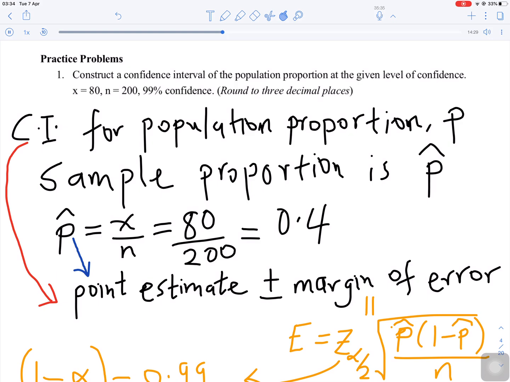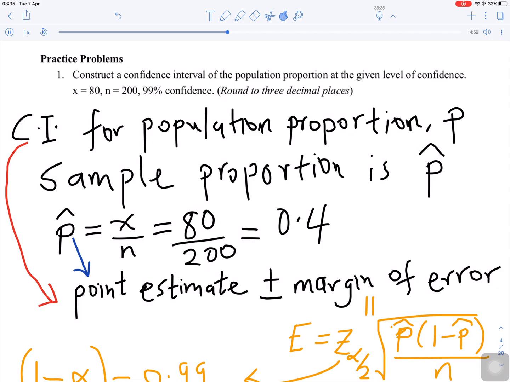Okay, so for chapter 9, we want to begin to work through the practice problems. So 9.1, question 1 says construct a confidence interval of the population proportion at the given level of confidence. So we have x to be 80, n to be 200, and at a 99% level of confidence.